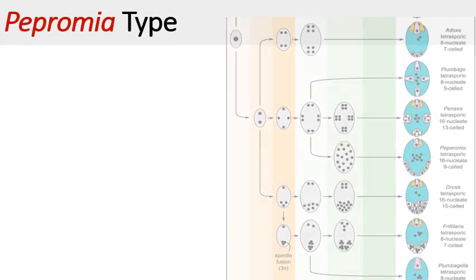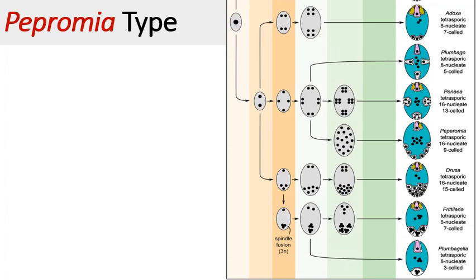So the first one is Peperomia type. In this Peperomia type of embryo sac development, after meiosis 2, within a single megaspore it contains 4 nuclei, and the arrangement is 1 plus 1 plus 1 plus 1, and these 4 nuclei are present at the 4 corners that we can see in this pic.